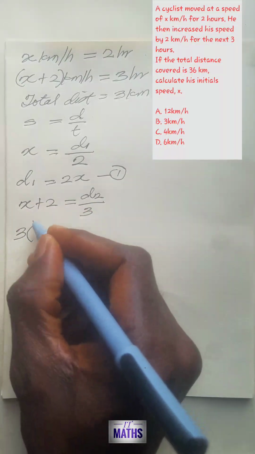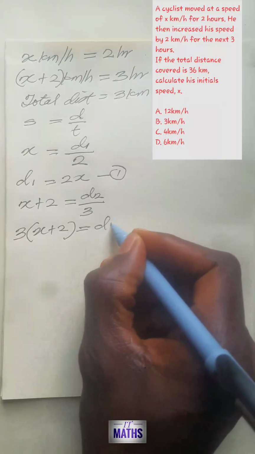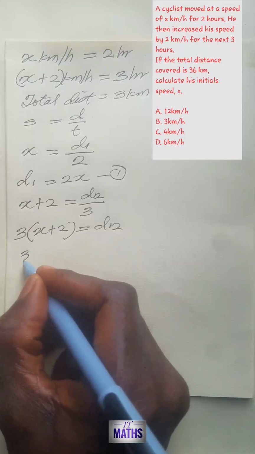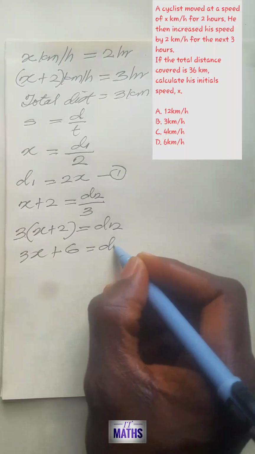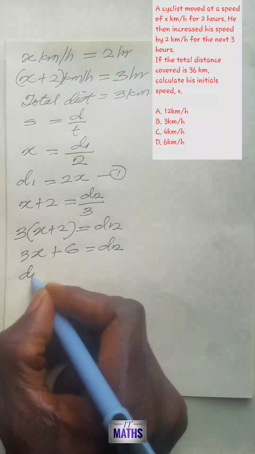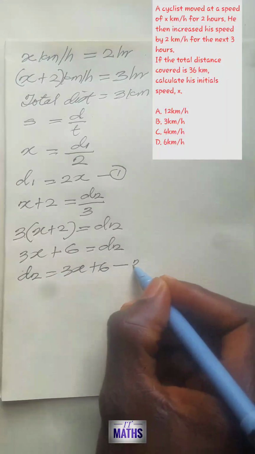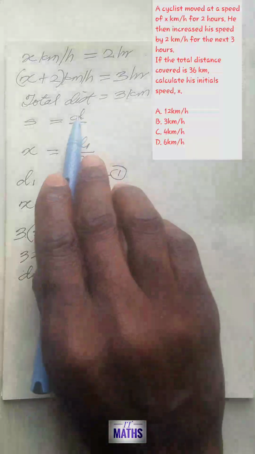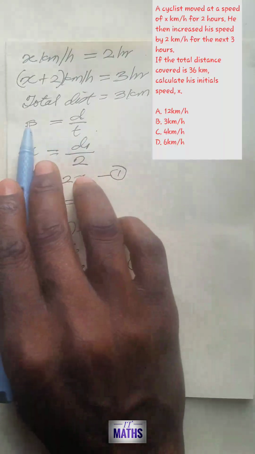This is 3 multiplying x plus 2, right? That's distance 2. Now let's expand this. This is 3x. 3 times 2, this is 6. That's d2. Therefore d2 is equal to 3x plus 6. That's equation 2. I've gotten two separate distances. I can just put them together here and divide by what? The total time spent to get my average speed.